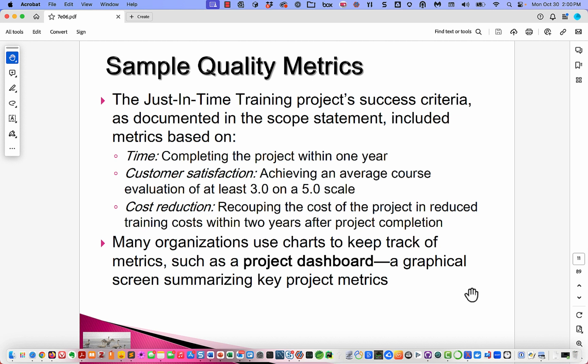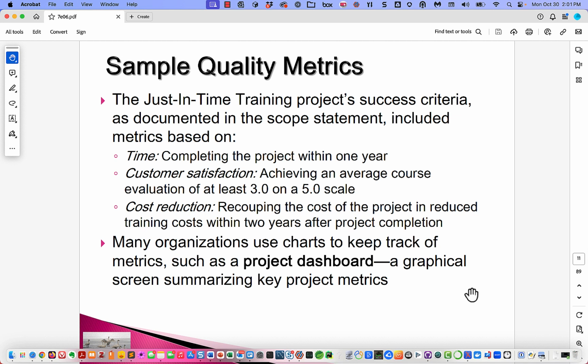The ones that they picked in this Just-in-Time Training Project included time, completing the project within 1 year; customer satisfaction, achieving an average course evaluation of at least 3.0 on a 5.0 scale. Wish I could get away with that. Cost reduction, recouping the cost of the project and reducing training costs within 2 years after the project completion.